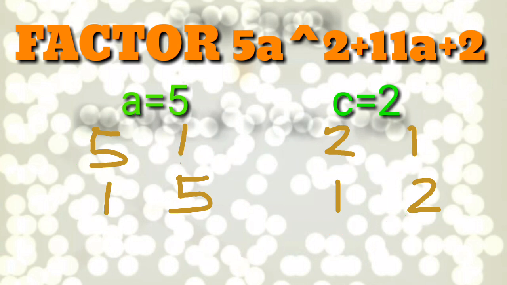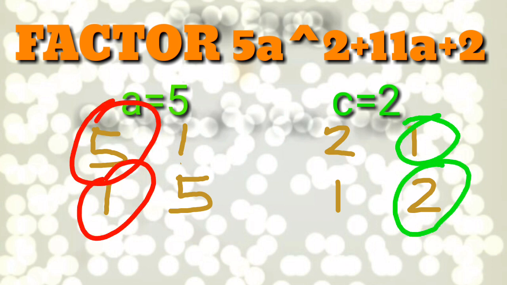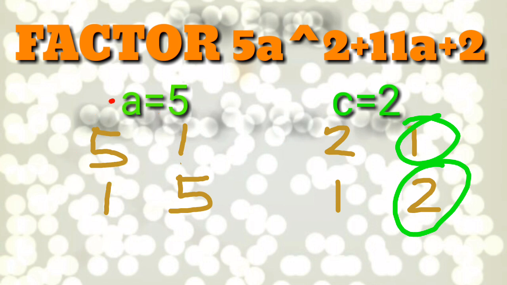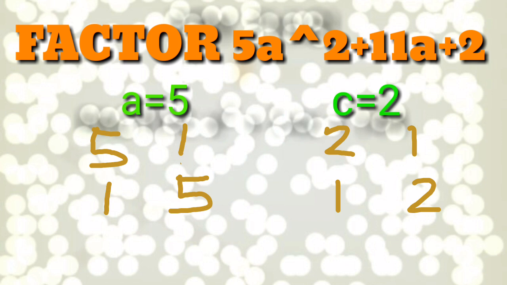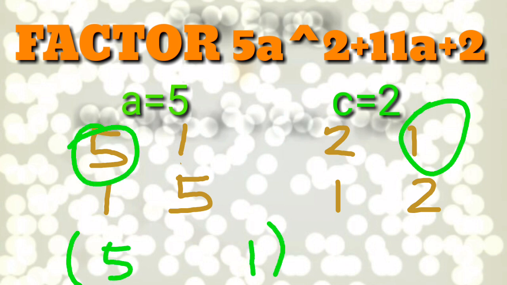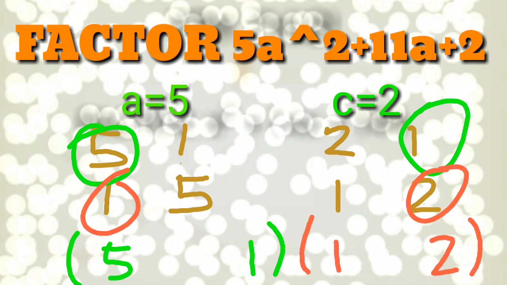We all know that the factor of 5, which is 5 times 1, and the factor of 2, which is 1 times 2, satisfy the middle term when cross multiplying is applied. So next, get the numbers in the first row, which is 5 and 1, and put them into parentheses. And also the second row, which is 1 and 2, put also in parentheses. After putting the numbers in the parentheses, put the variables and the signs needed by the equation to satisfy the 5a squared plus 11a plus 2. And to check it, use the FOIL method.